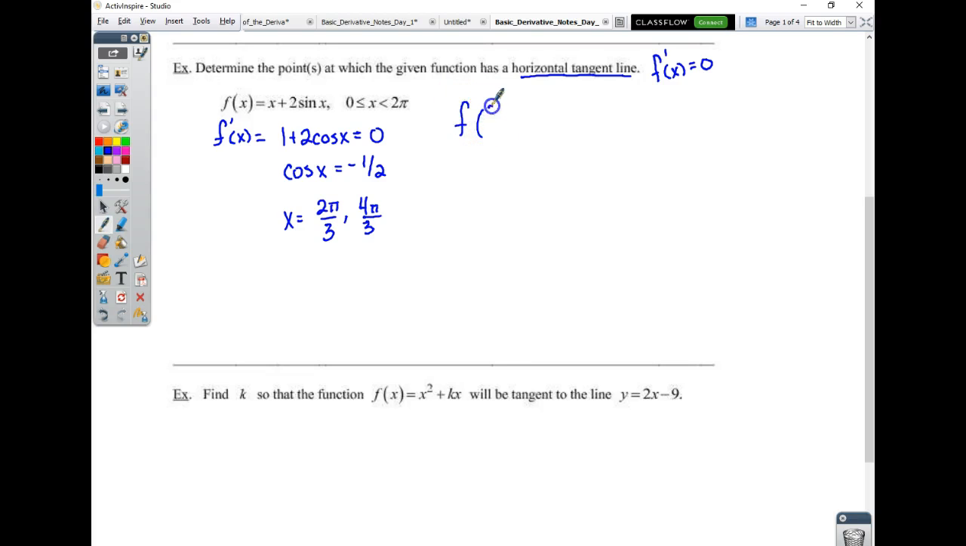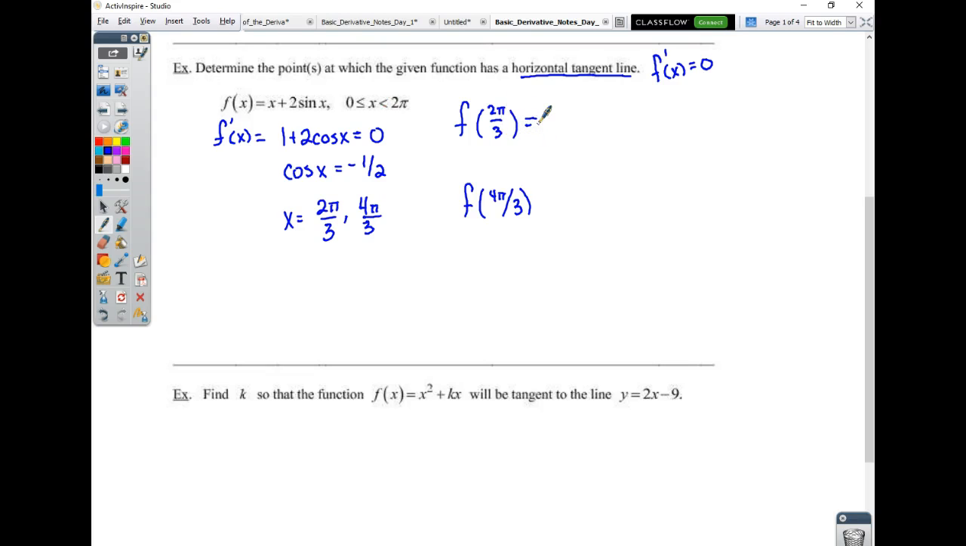We got to find the f of 2 pi-thirds and the f of 4 pi-thirds. By the way, I'm curious. Why on earth did they put this here? Why did they put this 0 is less than or equal to x is less than 2 pi? Why do I have to mention the domain? Why can't I just leave it open? Because remember, 1 plus 2 cosine of x equals 0 could happen an infinite number of times. So we got to make sure that we set a domain so that we say, okay, here's the stop, here's the finish, and we're good.